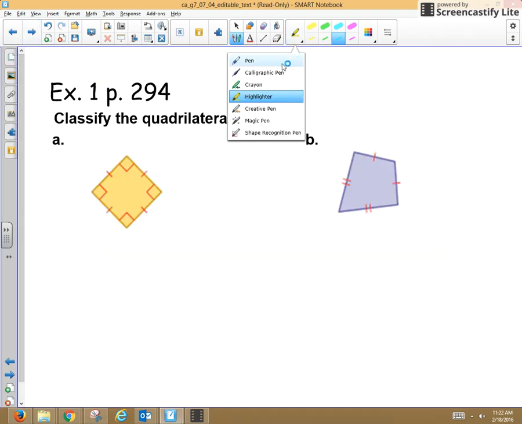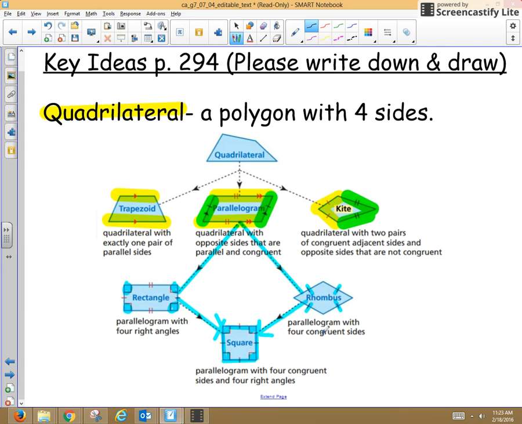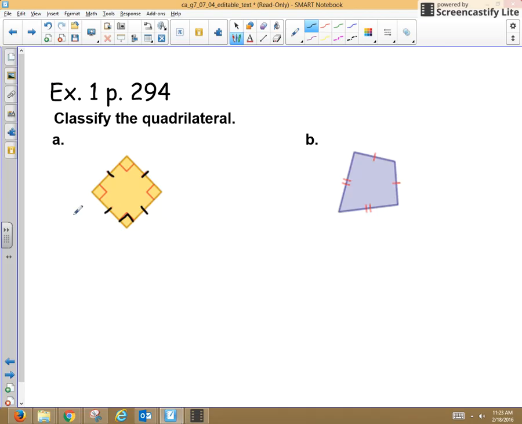Now, on number 1, we need to classify the quadrilaterals. So looking at number 1, this quadrilateral has four congruent sides, 1, 2, 3, 4. The way to tell that they are congruent is by looking at what we call the tick marks here. When they have one tick mark on each side, that means they're all the same measure. It also has four right angles, one in each corner. So by looking at the diagram on the previous slide, four right angles and four congruent sides says it must be a square. So number 1 is a quadrilateral that is a square.